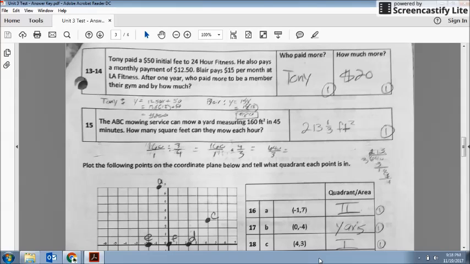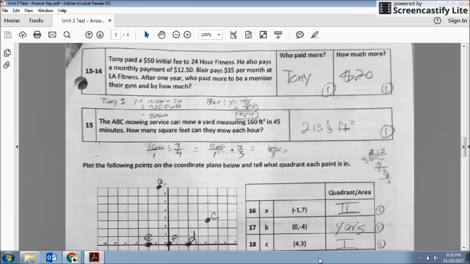It says that Tony paid a $50 initial fee to 24 Hour Fitness. He also pays a monthly payment of $12.50. Blair, on the other hand, pays $15 a month at LA Fitness. After 1 year, who paid more to be a member of their gym, and by how much?